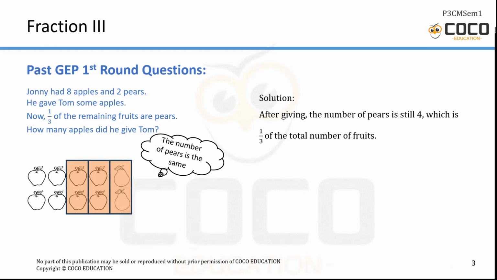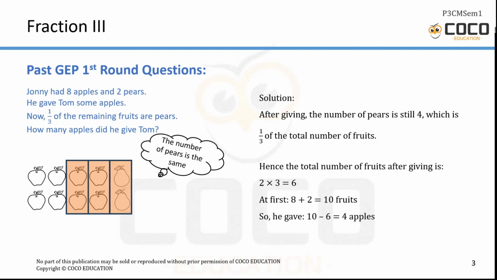Okay, so let's see the calculation. From this one, we can get that after giving the apples, we are left with 2 times 3, 6 fruits, correct? In order to be left with 6, at first we know you have 10 fruits, and now you only have 6 left. So how many did you give? 10 minus 6. So he gave 4 apples, right? Okay, hope you got this one correct.